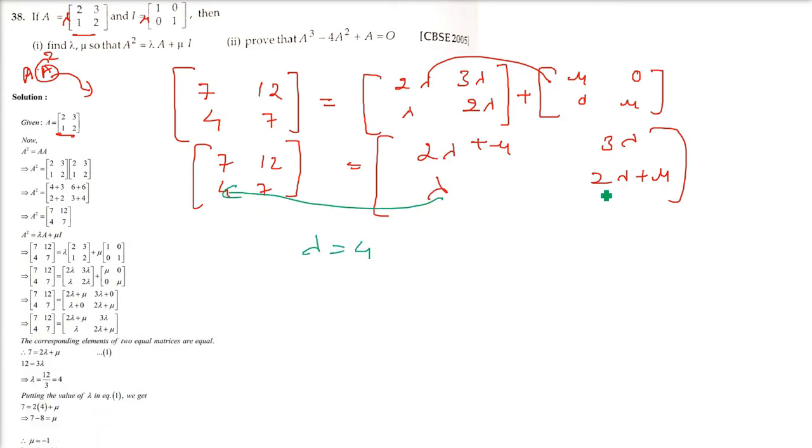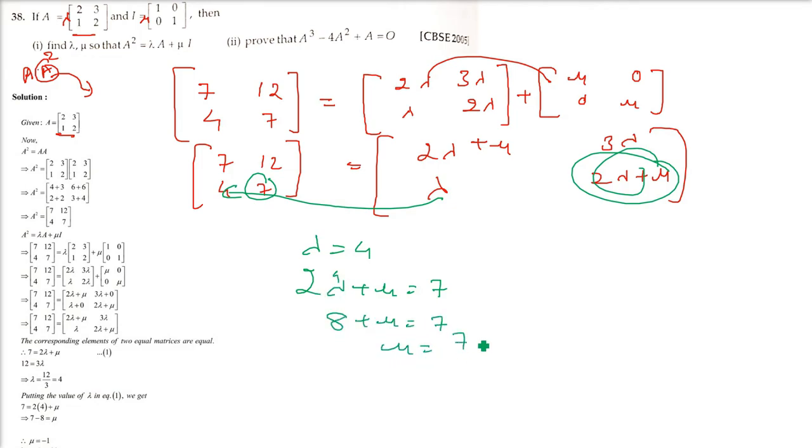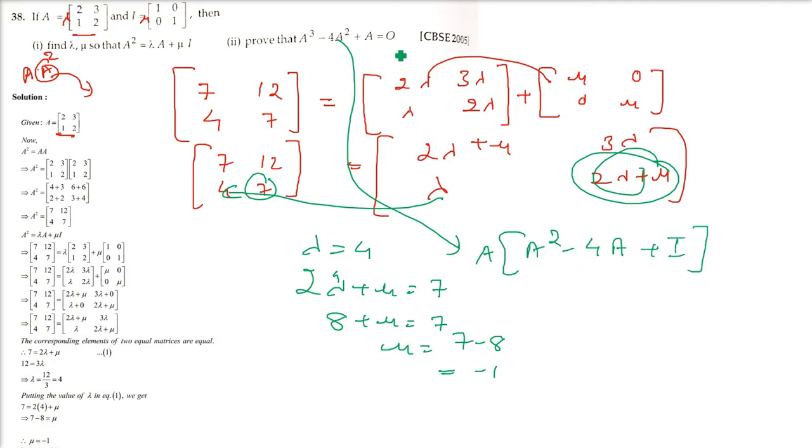Now put it in any of the equations. You can take any of the equations. Let us take this one. 2 lambda plus mu equals 7. Lambda is already 4. So 2 into 4, that is 8, plus mu is 7. Mu is 7 minus 8, that is negative 1. Okay. Now the second part, as I already told you, you can do it this way if this question is of 5 marks. But if it is of just 2 marks or 3 marks, you can just take A common. A square minus 4A plus I equals 0, and definitely this is going to be 0.